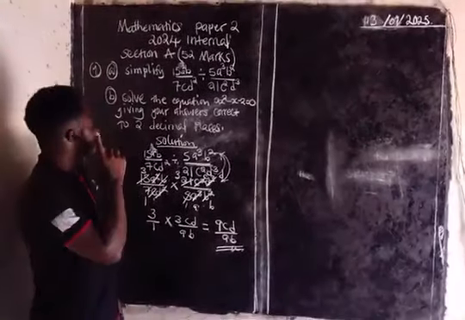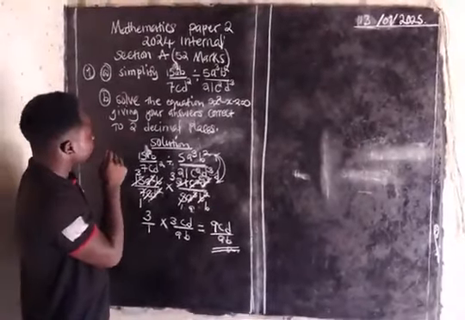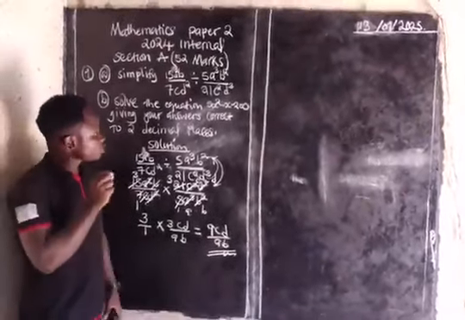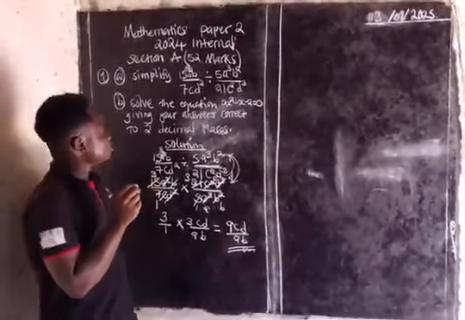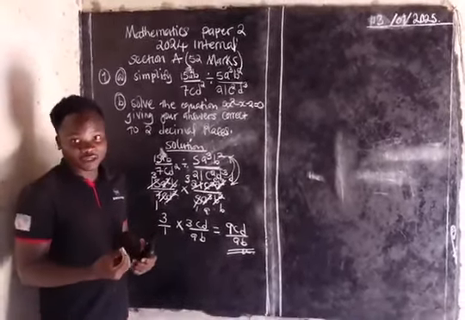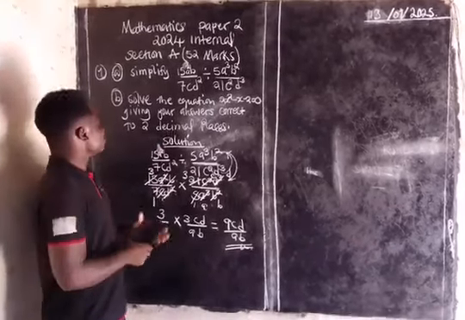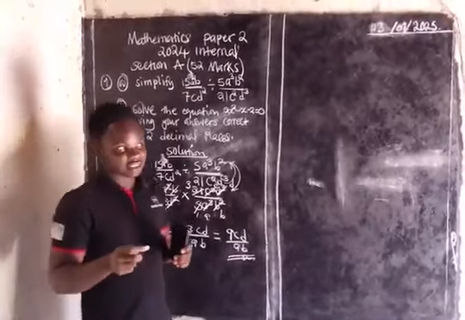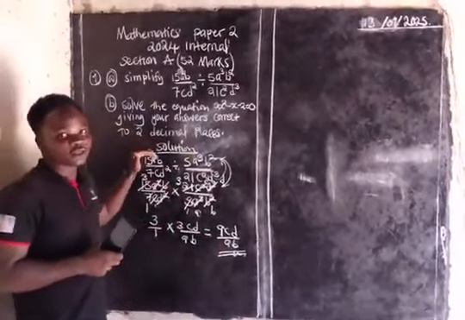Now we go to question 1B, which says solve the equation 2x squared minus x minus 2 equals 0, giving your answers correct to 2 decimal places. We know this one as the pass formula. Yeah, I know it is common; many people usually call it the pass formula. But this question is actually coming from quadratic equations. You cannot solve this without applying the formula.